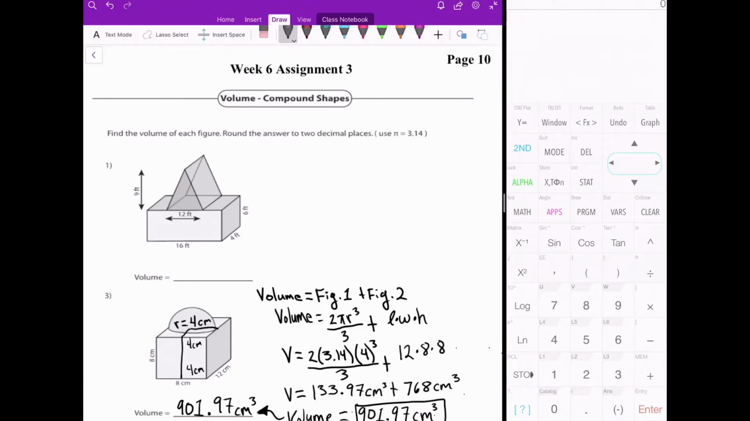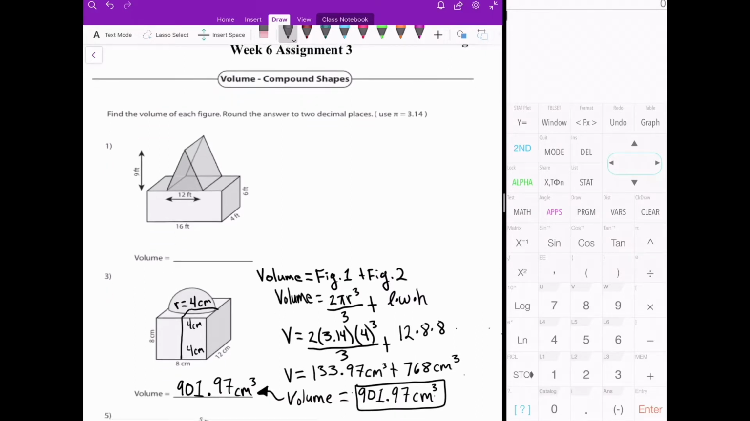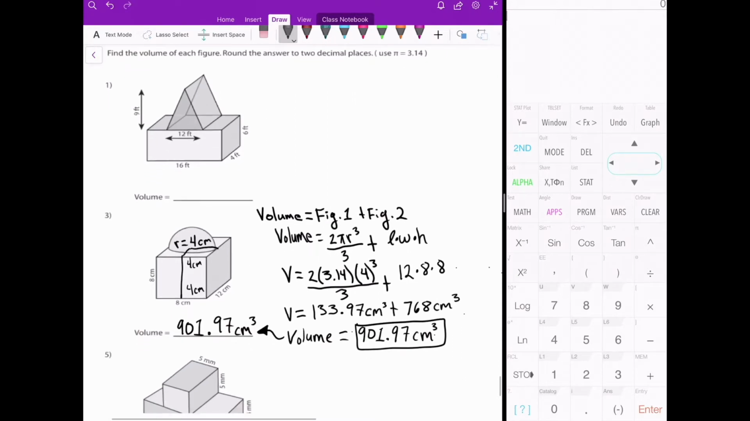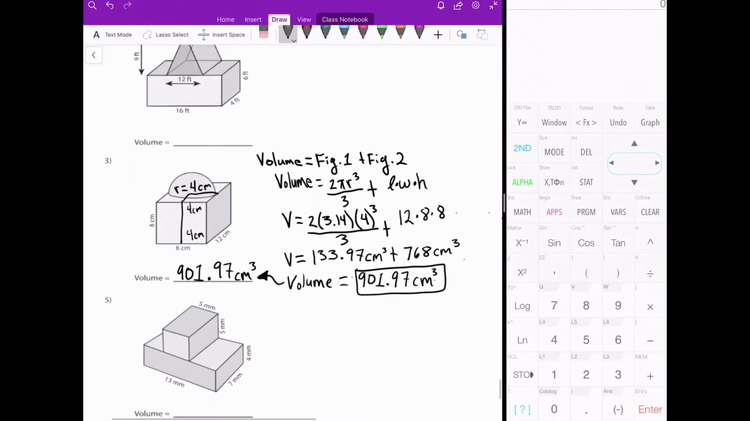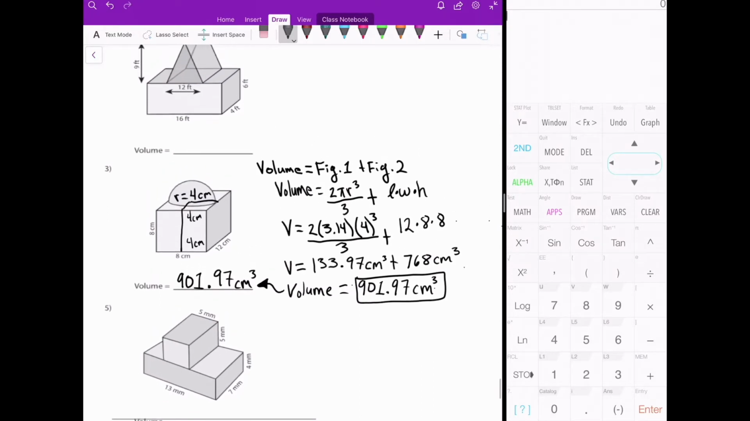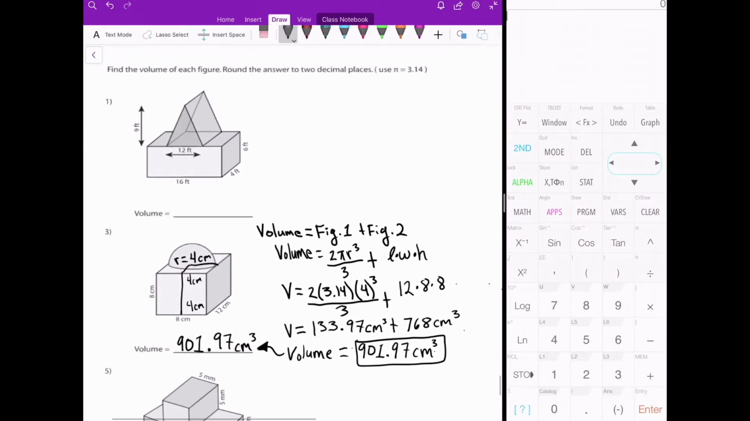Right. Week 6, Assignment 3, Volume, Compound Shapes. So here we have to find the volume. Now, finding volume, I believe, is a little bit easier as compared to surface area because there are fewer steps. So finding volume is a lot easier for the students. Here is example 3. You have to find figure 1 plus figure 2, and you just kind of figure it out.